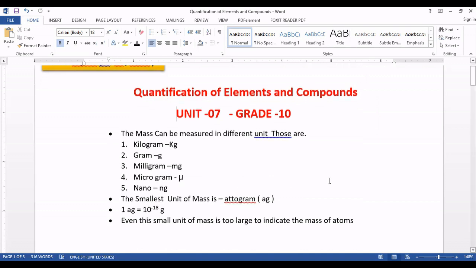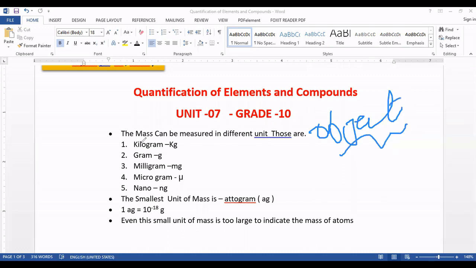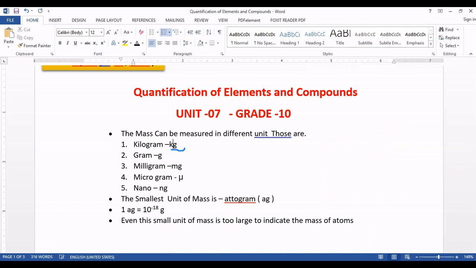Now look, the quantification of elements. The first point: mass can be measured in different units. In our day-to-day life, any object can be measured. Mass, as I already said, is a scalar quantity. For example, the unit of kilogram is capital G? No, wrong. It should be a simple g. Kilogram and gram, milligram, microgram, nanogram are the units of mass.